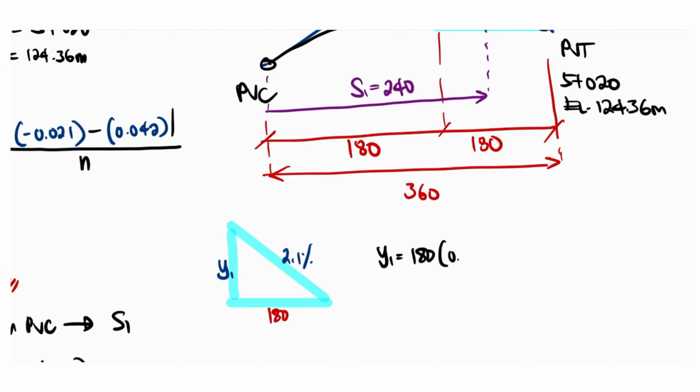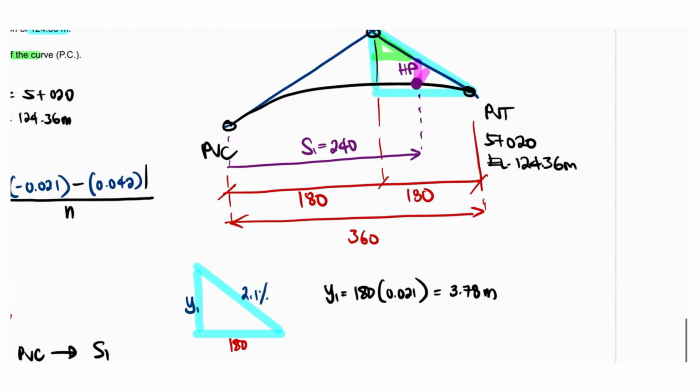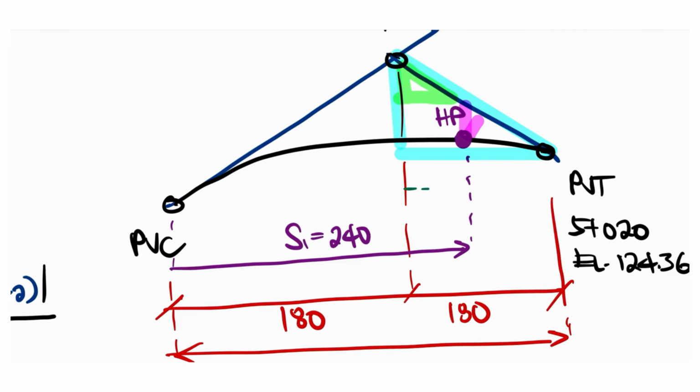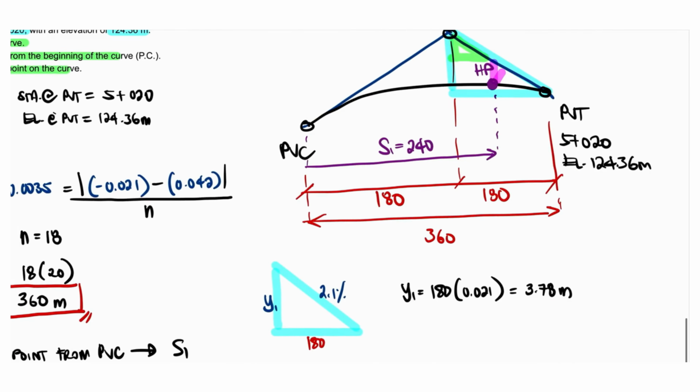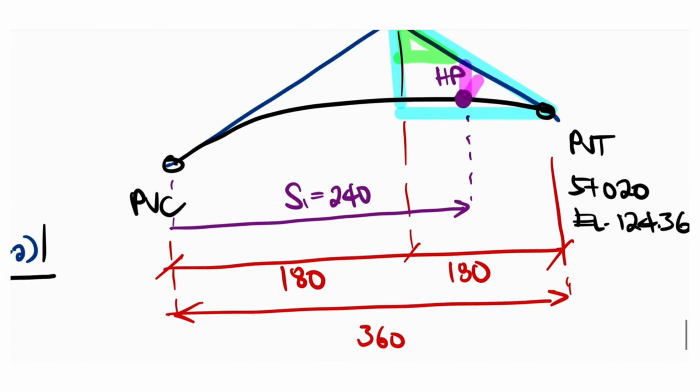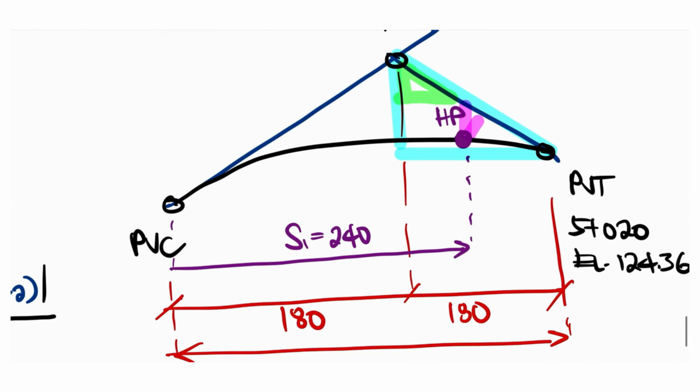Now, let's determine the height of the first triangle. The base is 180 meters, and we'll denote the height as y1. The slope of the hypotenuse is given as 2.1%. Using the slope relationship, we compute y1 as 180 multiplied by 0.021. This gives us a value of 3.78 meters.